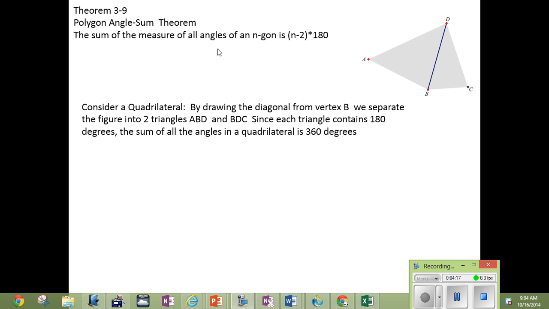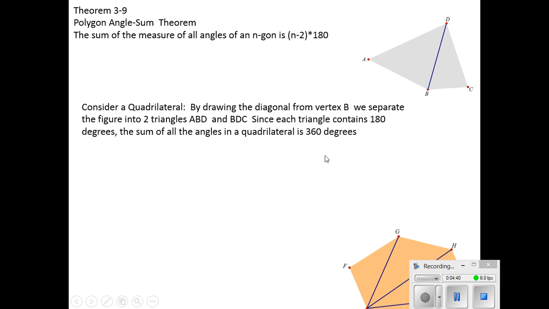So here we can see that when we draw a diagonal in the quadrilateral, it separates it into 2 triangles. So therefore, there's 2 triangles. There's 180 and another 180. It's 360 degrees, okay? So a quadrilateral must have an angle sum of 360 degrees.